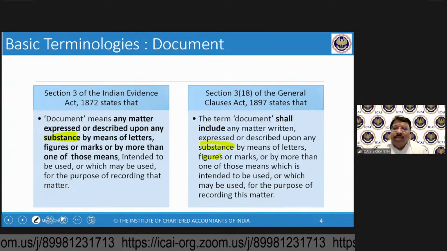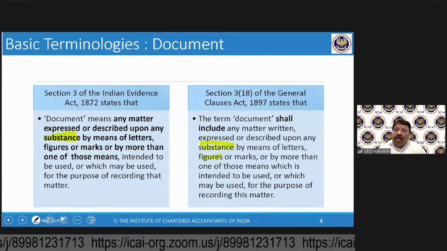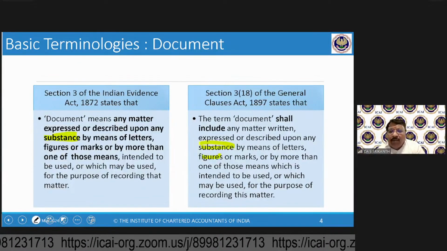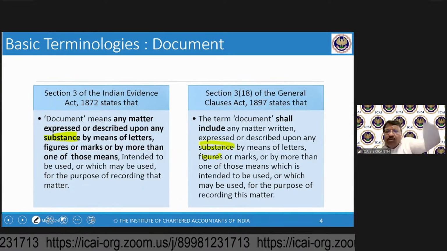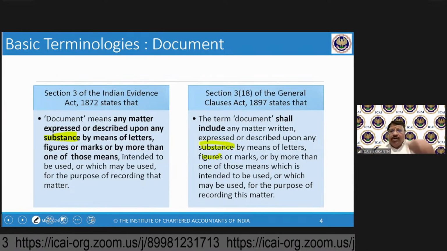So the term document shall include any matter written, expressed, or described upon any substance by means of letters, figures, or marks, or by more than one of those means, which is intended to be used or may be used for the purpose of recording this matter.